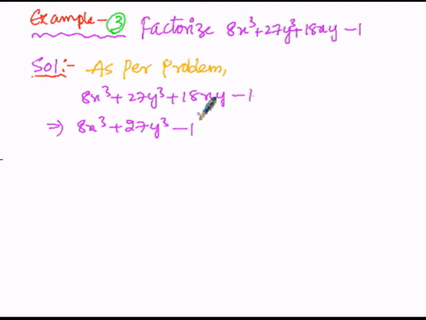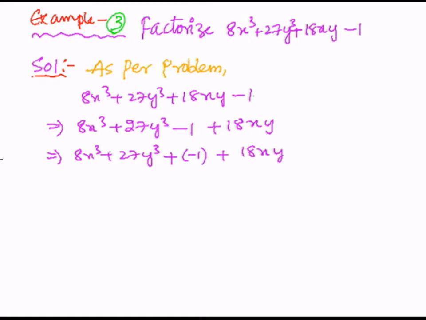Now I want to write the last term, that is the fourth term, as the third term, and the third term as the last one, that is plus 18xy. The two terms 8x cube plus 27y cube I write as they are. Instead of minus 1, I want to write plus of minus 1. Plus of minus is minus, then 1 as it is. Then plus 18xy as it is.